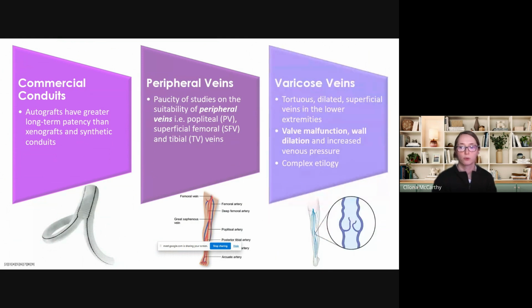And then we know that varicosities are tortuous, dilated superficial veins in the lower extremities, and they can be caused by valve malfunction, wall dilation, and increased venous pressure. There's a complex etiology around this, but to date there's no scientific evidence to show that these vessels cannot be used as an autograft option.